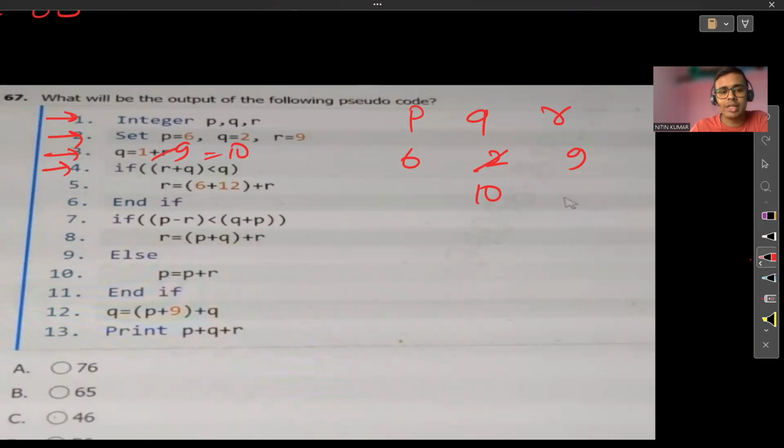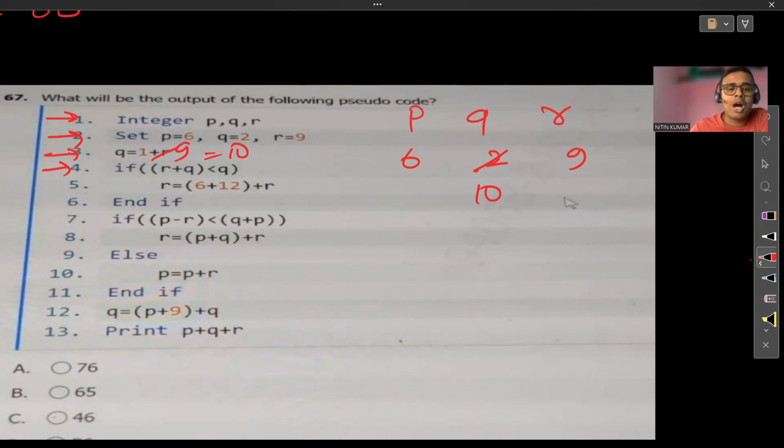The fourth line will say if R plus Q is less than Q. So inside the if condition, only two things can happen: either the condition written inside the if is false or it is true. So let's take if it is true or false, correct or incorrect.